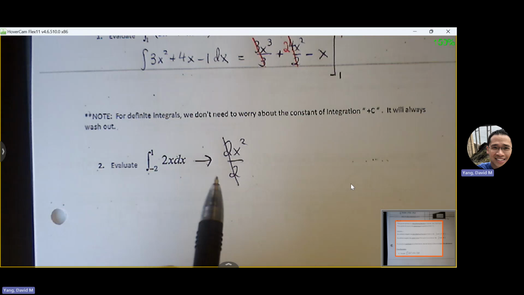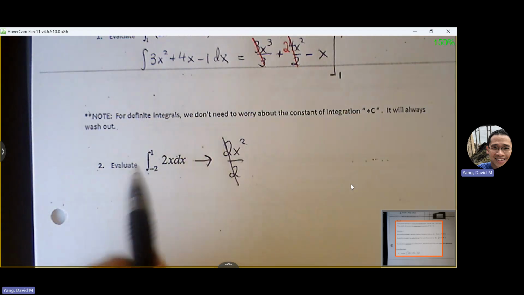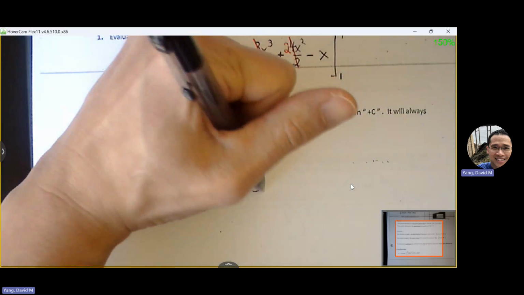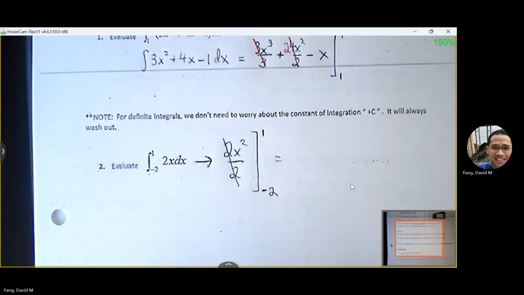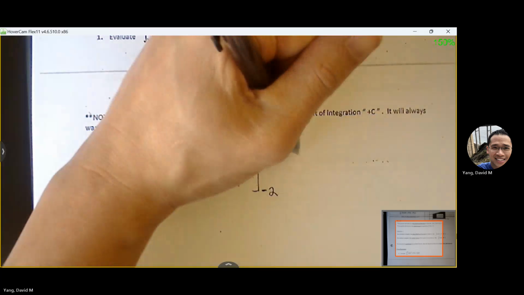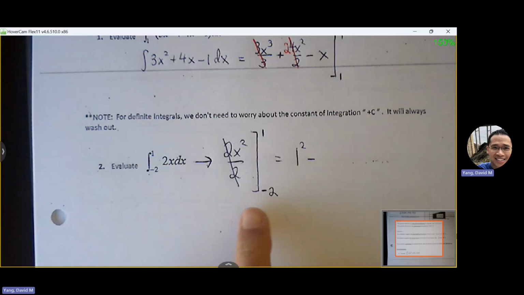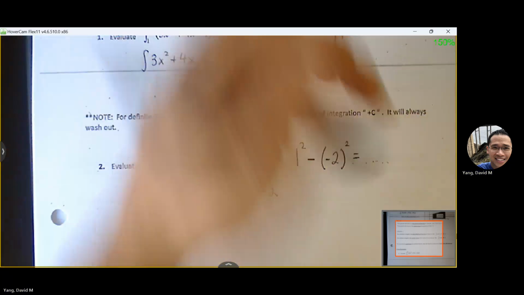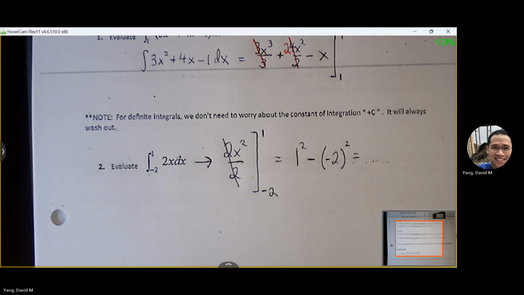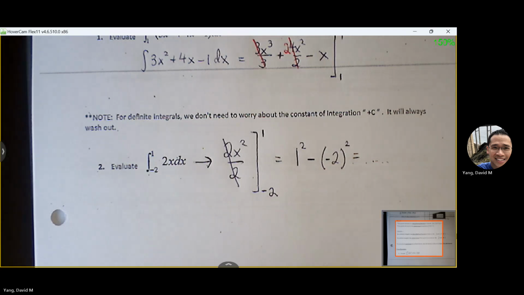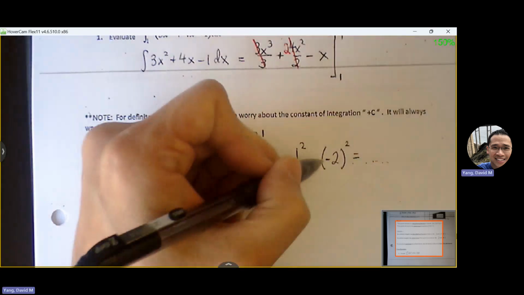Now that we have the antiderivative, we don't put a plus c because we're getting ourselves ready for the bounds. Half bracket to indicate that we want to plug in the bounds. Upper bound first, followed by lower bound. What does this give us here? -3, yeah. 1 minus 4.